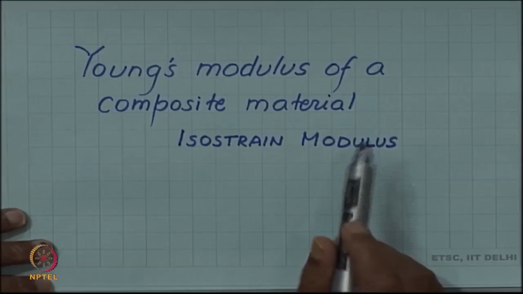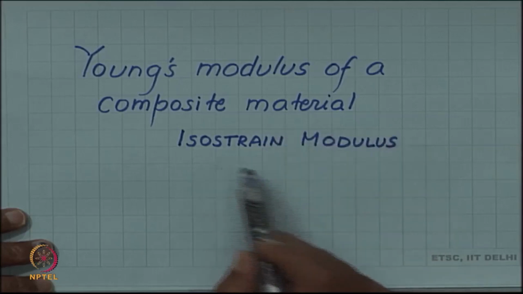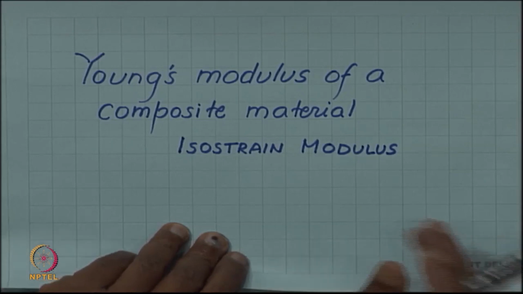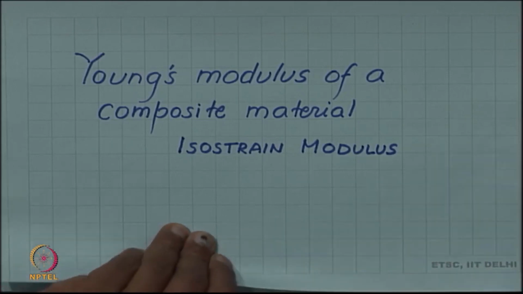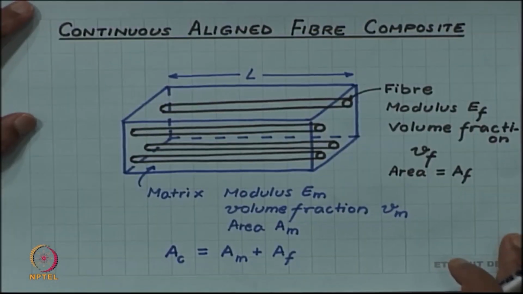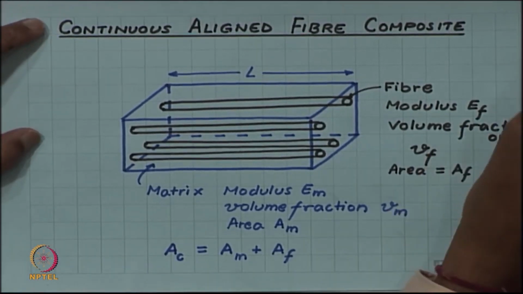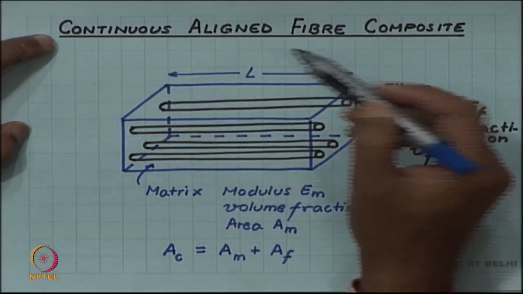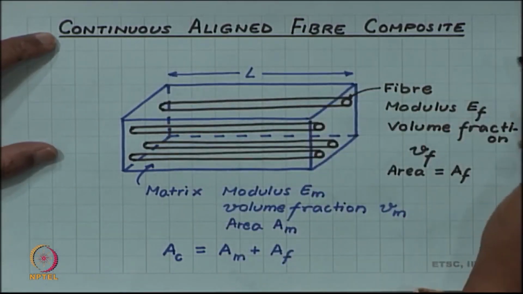Two standard models are used for calculation of the Young's modulus. One is the isostrain modulus and another is the isostress modulus. We will look at both of them. Let us look at the isostrain modulus. A good model is a continuous aligned fiber composite.